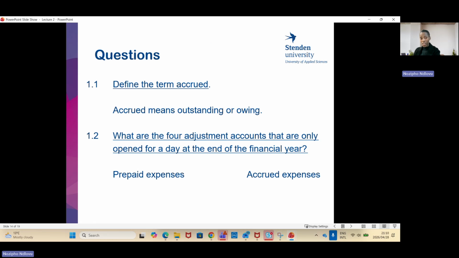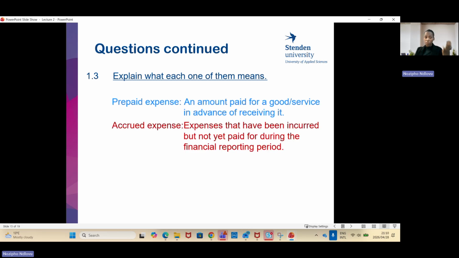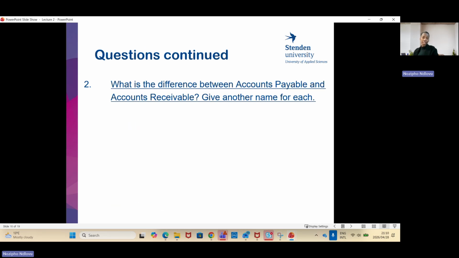So some of the questions that we can ask you is to define the term accrued. What are the 4 adjustment accounts that are only opened for a day at the end of the financial year? You need to know that. There's so many questions that we can come up with. Explain what each of them means, and then you can know what a prepaid expense is, what an accrued expense is. You already know all these terminologies. Please take note of this.